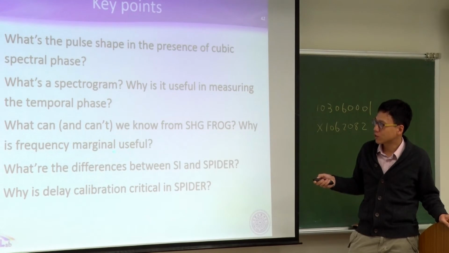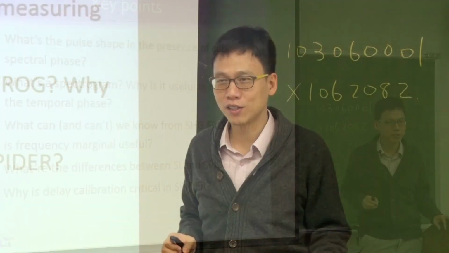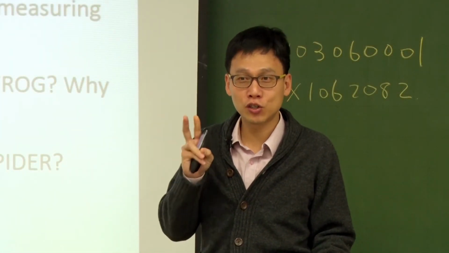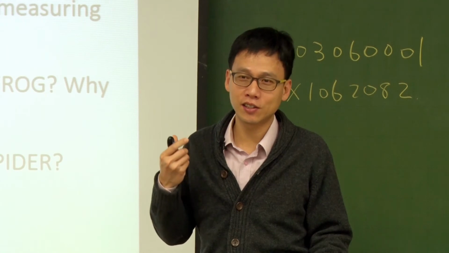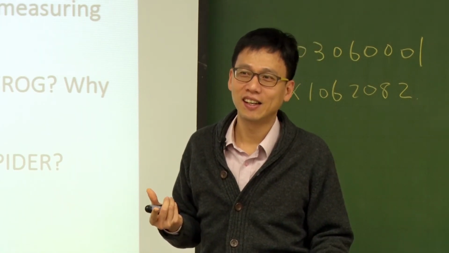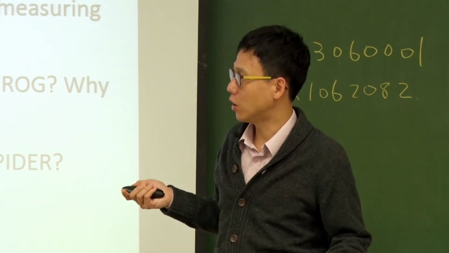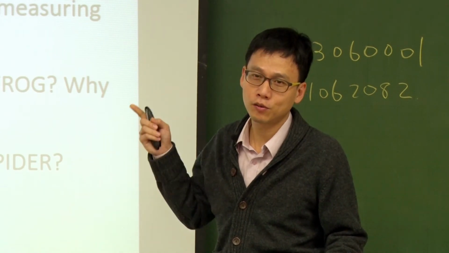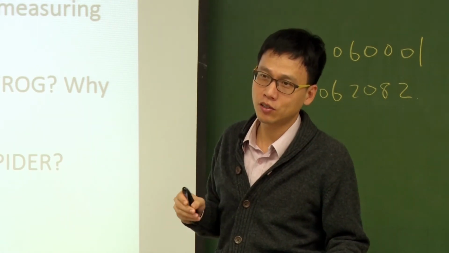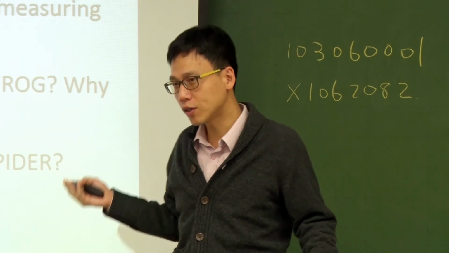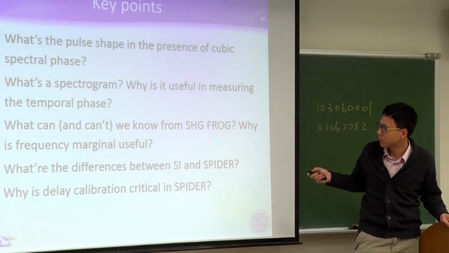And why is the frequency marginal function useful? Then you have to know what the frequency marginal function is. There are two marginal functions. One is the delay marginal function, the other is the frequency marginal function. Each of them is obtained by one-dimensional integration of the spectrogram, right? It's a function of two variables. If you integrate with respect to delay, you get the frequency marginal. If you integrate with respect to frequency, you get the delay marginal. Okay? But why is it useful?